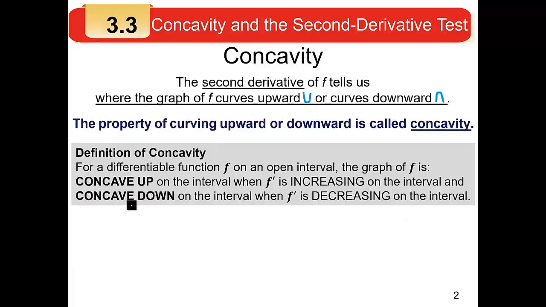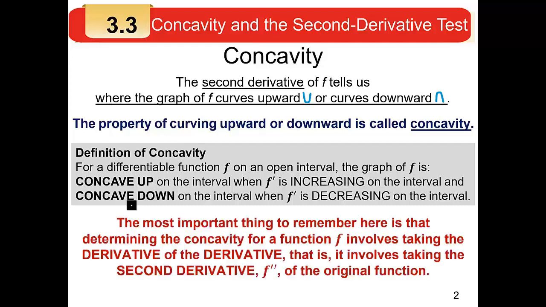To give you a formal definition of concavity, if you have a differentiable function f on some open interval, the graph of f is concave up on the interval when the derivative is increasing on this interval, and is concave down on the interval when the derivative is decreasing on the interval. Not whether the function is increasing or decreasing, but whether the function's derivative is increasing or decreasing. The most important thing to remember here, and I'll say it again, is that when we talk about concavity, we're talking about taking the derivative of the derivative, which is the second derivative of the original function.